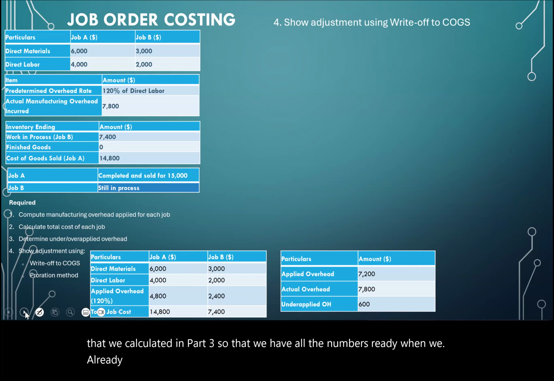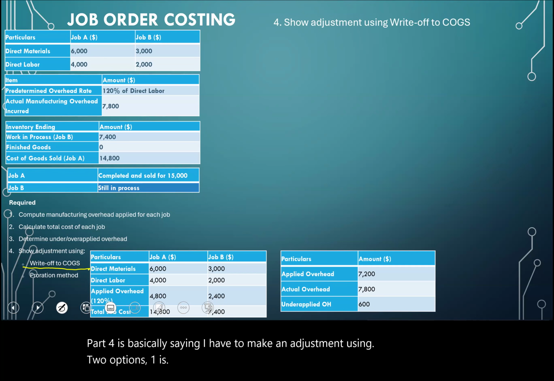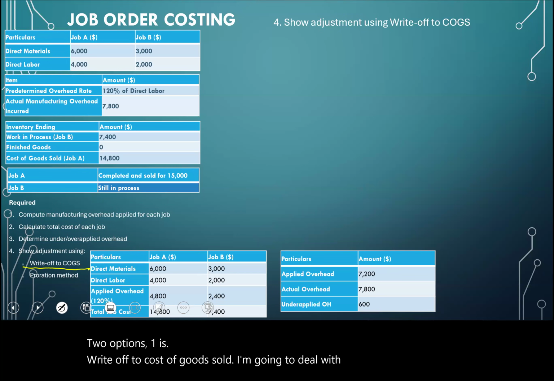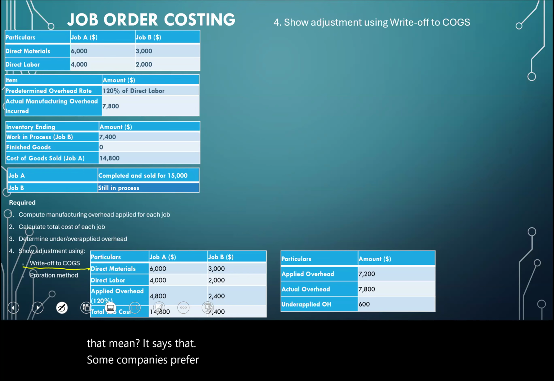Now, part 4 is basically saying I have to make an adjustment using two options. One is write off to cost of goods sold. I'm going to deal with this one first. What does that mean? It says that some companies prefer to take the entire underapplied or overapplied overhead and adjust it to cost of goods sold.